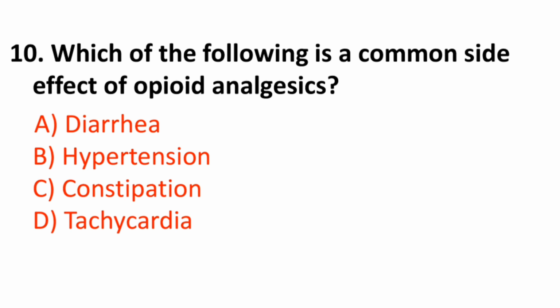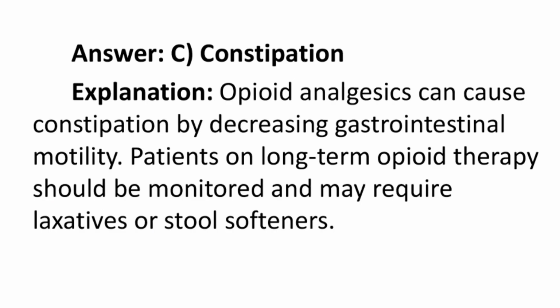Which of the following is a common side effect of opioid analgesics? Option A, diarrhea. Option B, hypertension. Option C, constipation. The correct answer is option C, constipation. Opioid analgesics can cause constipation by decreasing gastrointestinal motility. Patients on long-term opioid therapy should be monitored and may require laxatives or stool softeners.